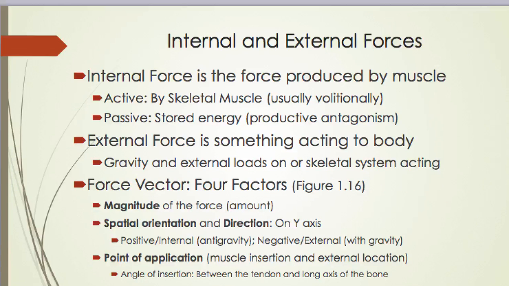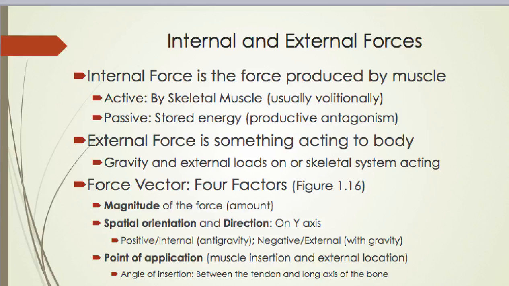All right, so what is the difference between internal force and external force in kinesiology? Internal force is the force produced by the muscle itself. So when we do active motion of the skeletal muscle, it's usually volitional, right? We ask ourselves, flex the elbow with a load at the hand. That's active internal force of the biceps. Where passive is produced in, again, the antagonist, as we just talked about with the triceps.